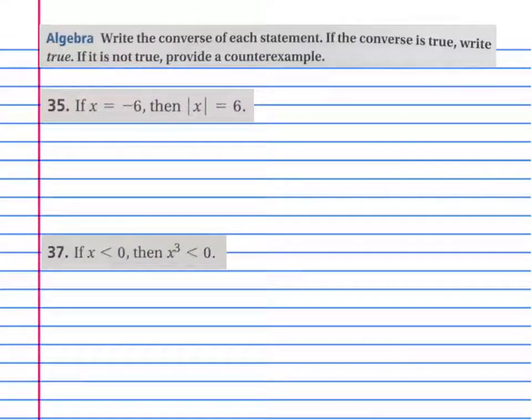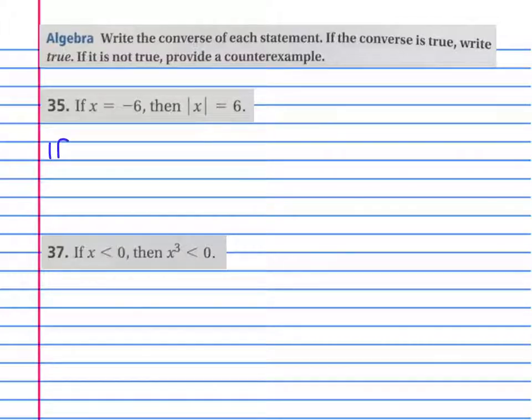All right, this is a good one to examine a little bit of algebra here. It says first write the converse of each statement and then identify the truth value and provide a counterexample if it's false. So let's do that, okay? If this, then this. The converse of it means switch their position.